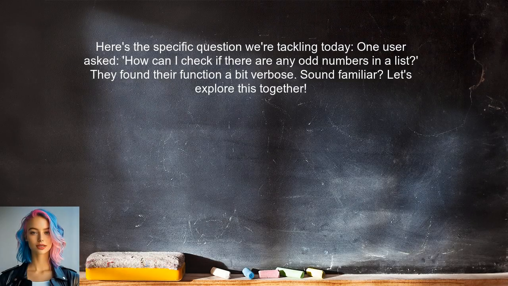Here's the specific question we're tackling today. One user asked, how can I check if there are any odd numbers in a list? They shared a function that checks for odd numbers but found it a bit verbose. Sound familiar? Let's explore this together.